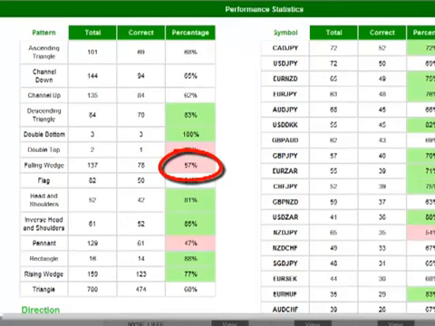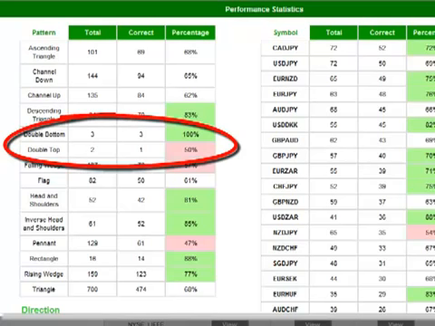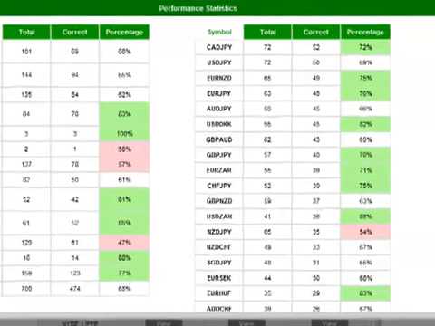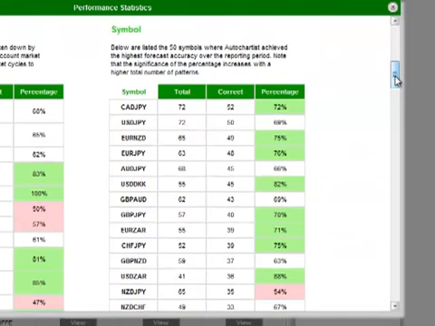Note that we deliberately included the number of patterns in each sample set so that you can evaluate the significance of each percentage. If you look at double tops and bottoms, the 100% is a score of 3 out of 3, and the 50% is 1 out of 2. Neither of these can be regarded with much confidence, really. Contrast that with 52 out of 61, which is a much more credible score of 85%. The symbols we've included are the ones with the highest number of successful patterns, so it's the top 50 or so sorted by this column.